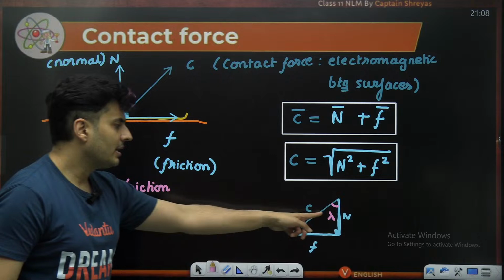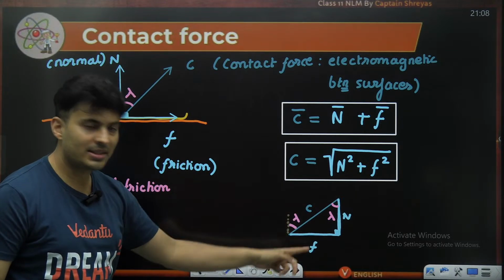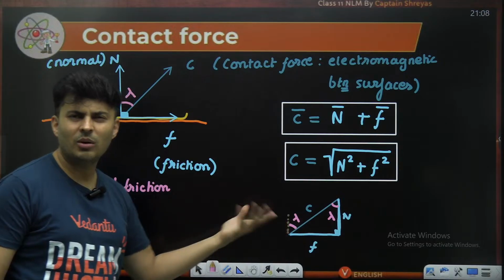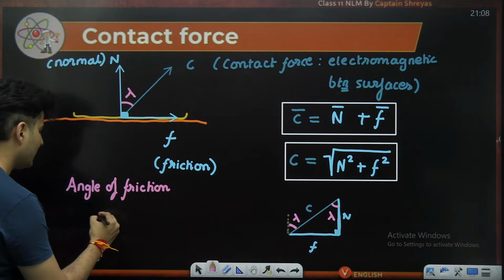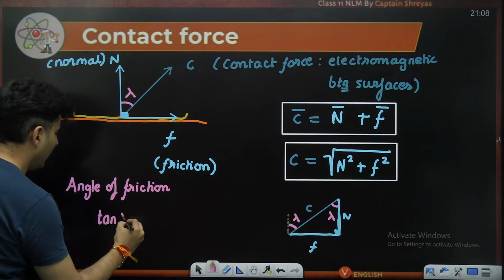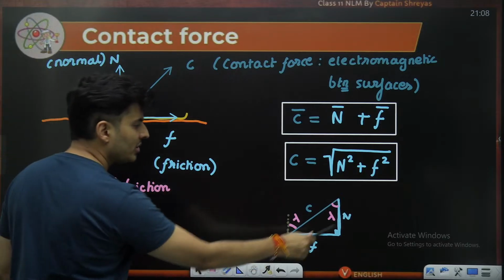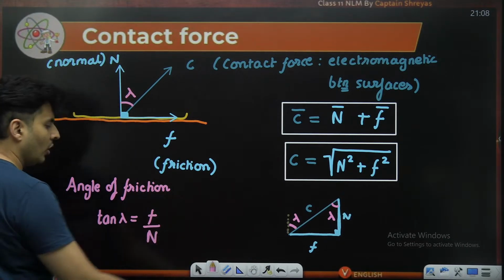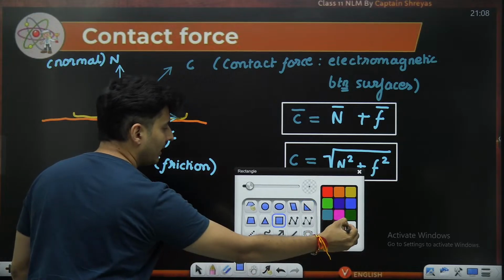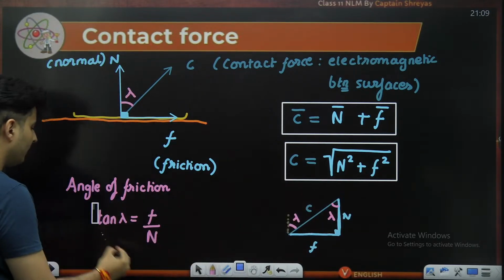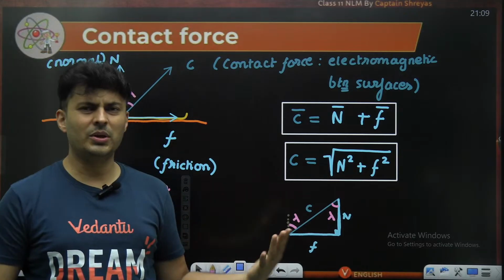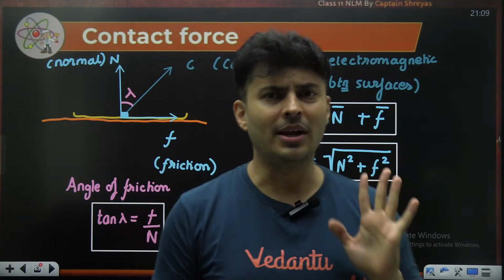So you can see lambda trigonometrically can be said: tan of lambda is f by n, sine lambda, cos lambda, whatever you want, you can find it out. For example, if I want to find tan of lambda, opposite by adjacent, it will be the frictional force divided by the normal force. So you can find out how much is the angle of friction if you know friction and normal, or if you know friction and contact, anything. You can use basic trigonometry formulas.